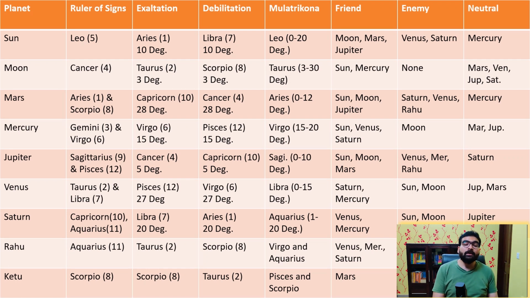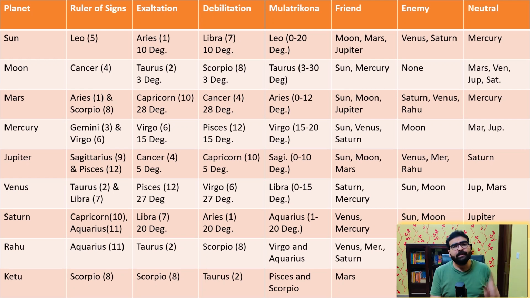After that, Rahu is exalted in Taurus. Some people have contradiction here. They believe Rahu is exalted in Gemini. It is wrong, completely wrong. And same thing with Ketu. Ketu is exalted in Sagittarius. That is also wrong. Rahu and Ketu are exalted in Taurus and Scorpio.